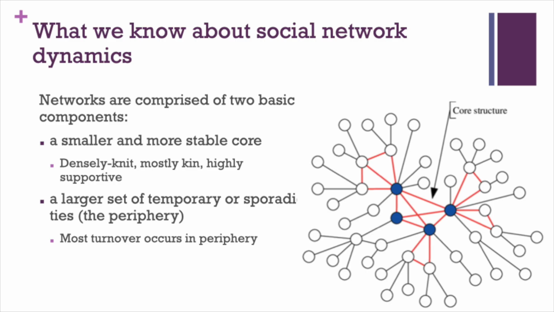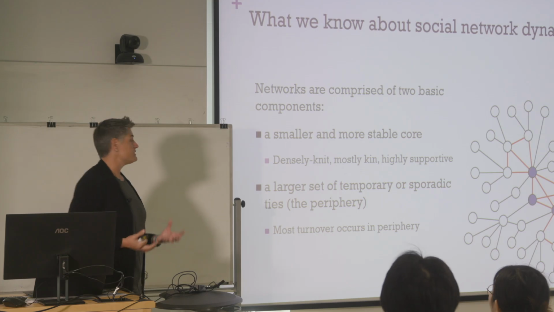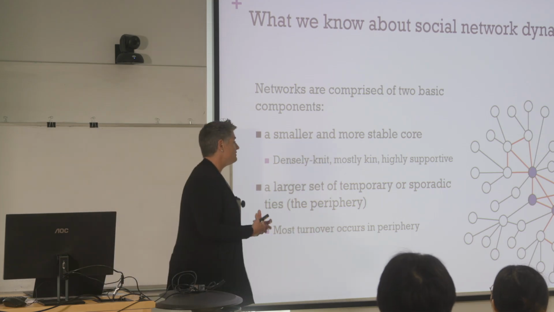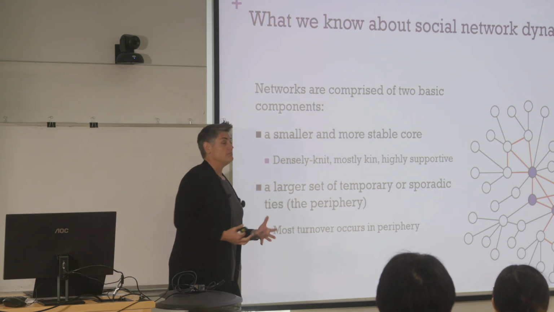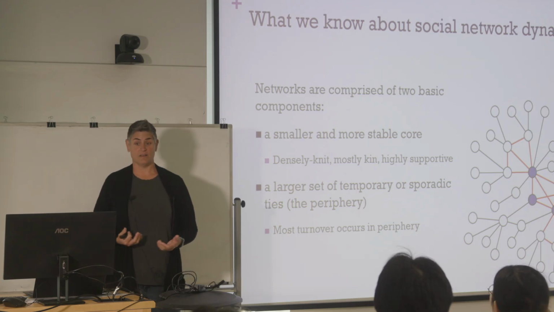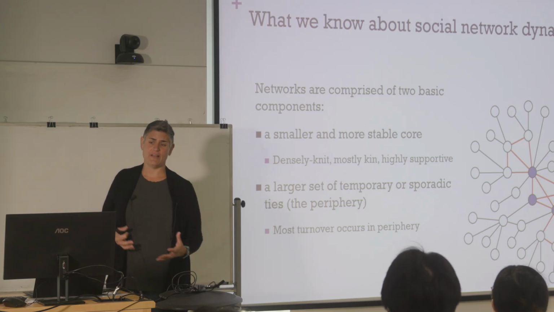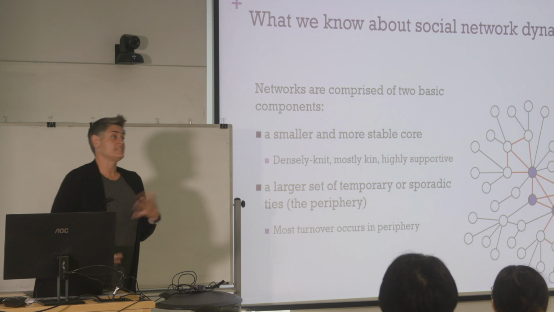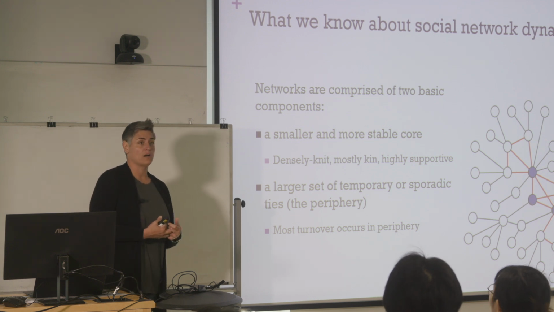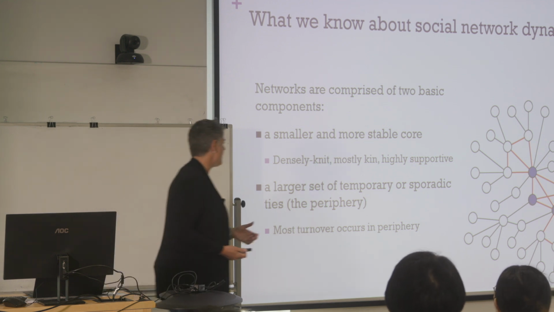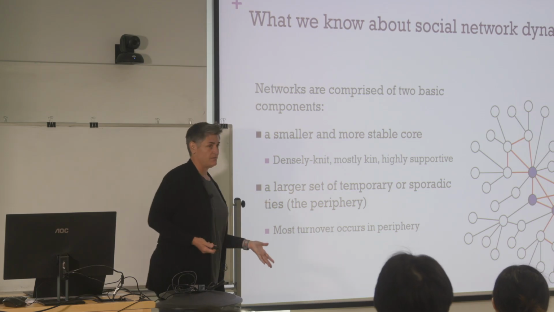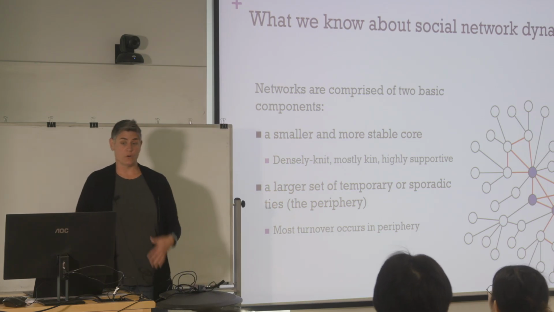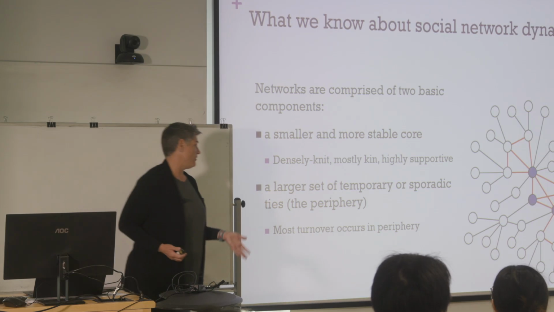Another really important thing about network dynamics is how networks tend to be structured, right? So ego networks tend to have these two basic components. They tend to have a smaller and more stable core network. It's usually very densely connected. It's often mostly comprised of kin, and it tends to be highly supportive. And those are very stable, right? So this is the small part of the network, the core network, that tends to remain stable over time. But then we have a much larger set of temporary or latent or sporadic ties that are in what I would call the periphery.